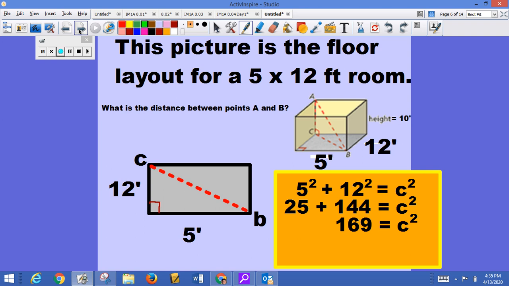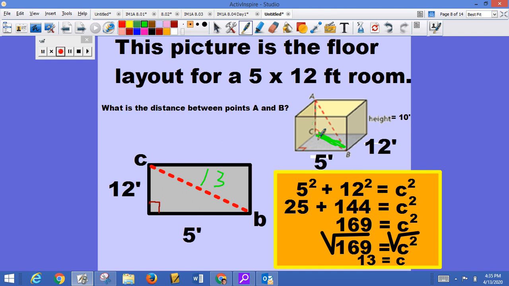And now I'm going to get C by itself. So I'm just going to take the square root of both sides. If I take the square root of both sides, well, the squared will come off of the C. And the square root of 169, well, that's going to be 13. So that lets me know that the length of the line between C and B right here, that distance, must be 13 feet.